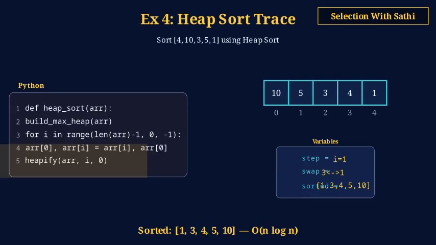Array 1, 4, 3 then 5, 10. Heapify 4, 1, 3. Swap root 4 with third element 3. Array 3, 1 then 4, 5, 10. Continue until done. Final sorted array 1, 3, 4, 5, 10. Heap sort is O(n log n) and sorts in place with O(1) extra space.